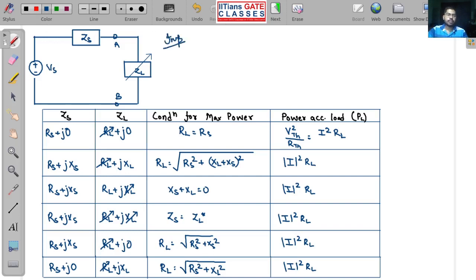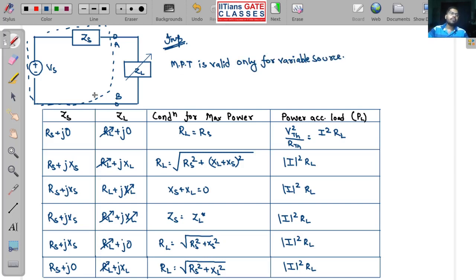Suppose, so this is one important circuit. This is very important. Suppose this whole thing is my source circuit. This is my source voltage, internal source impedance, and this is my load impedance. My load impedance is varying. So I have already told you the maximum power transfer theorem is valid only for variable source.